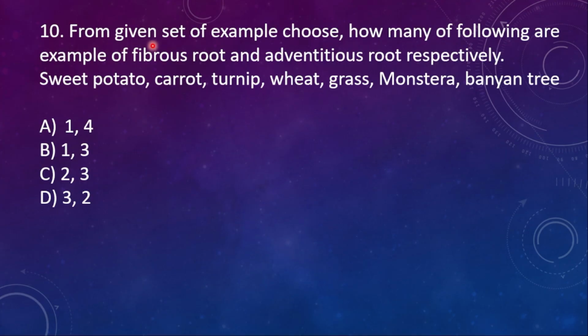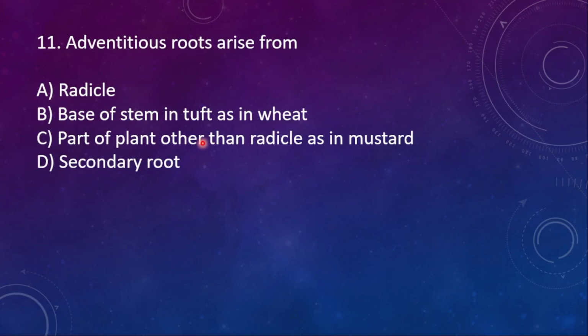10th question, from the given set of examples choose how many of the following are examples of fibrous roots and adventitious roots respectively. Fibrous roots and adventitious roots. Sweet potato, carrot, turnip, wheat, grass, monstera, banyan tree. These are the given, and here fibrous roots are only one, and then the remaining three are adventitious roots. So option B is right.